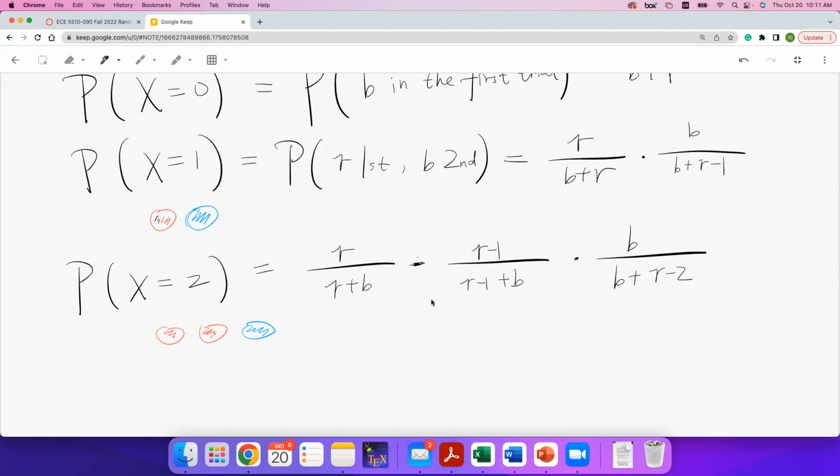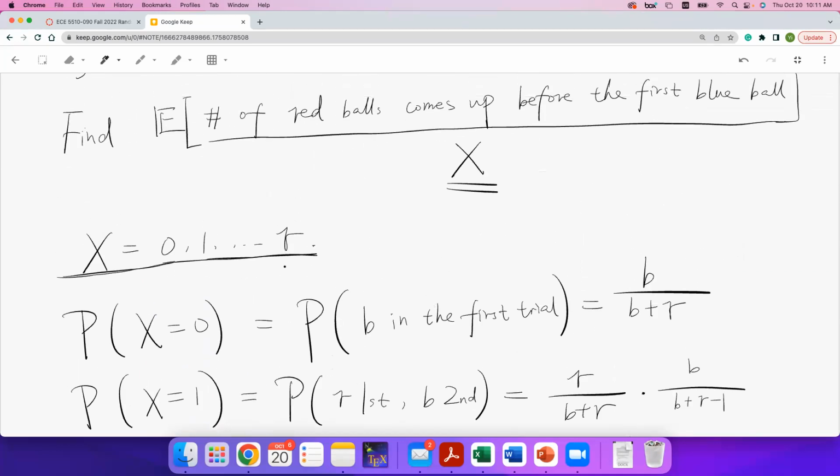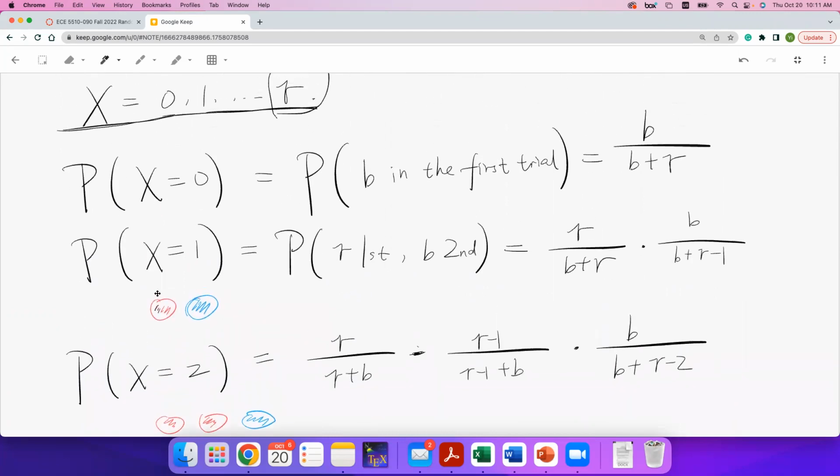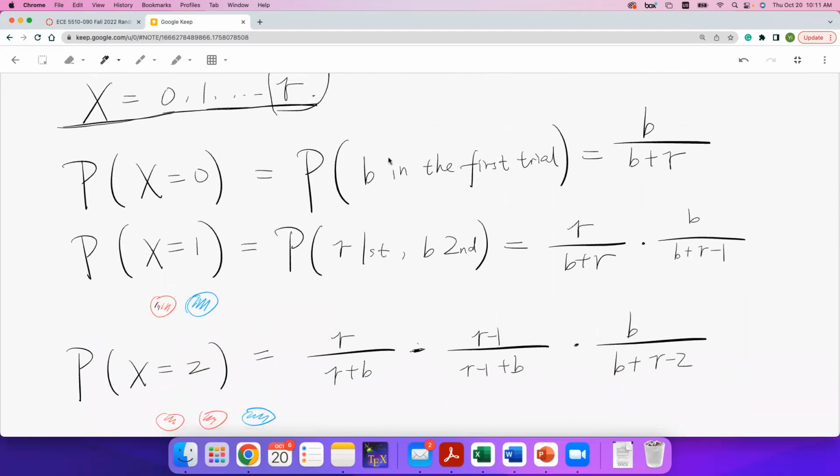Okay, so you can keep going and work out all the possibilities up to X equals R, which means in the first R selections you always select red balls, and then followed up by the blue ball. Once you have this, you have the PMF of this discrete random variable. You can compute the mean. Okay, compute the mean: 0 times this probability plus 1 times this probability plus 2 times this probability, and so on.